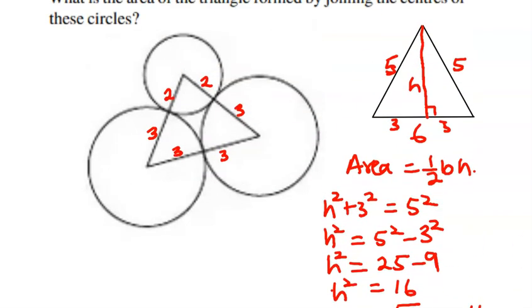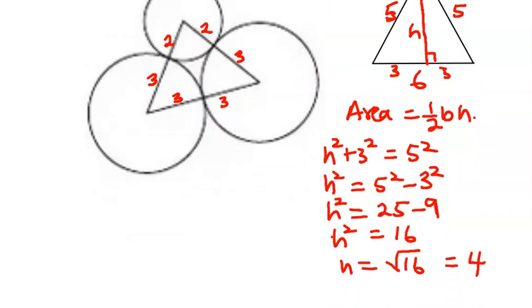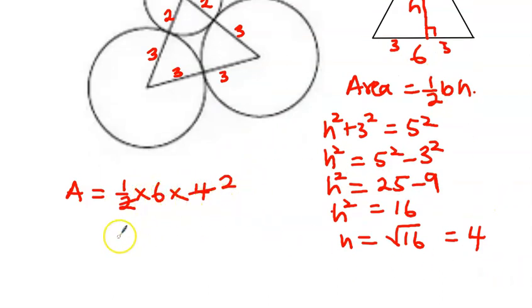Okay, so we can now find the area of the triangle. The area now becomes 1 over 2 times the base, which is 6, times height, which is 4. So 2 will go into 4 two times, and when we multiply 6 by 2, we are going to get 12 square units.